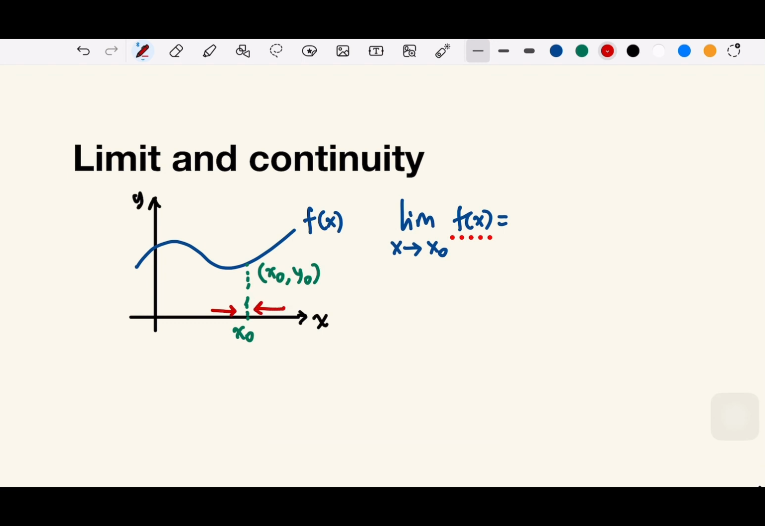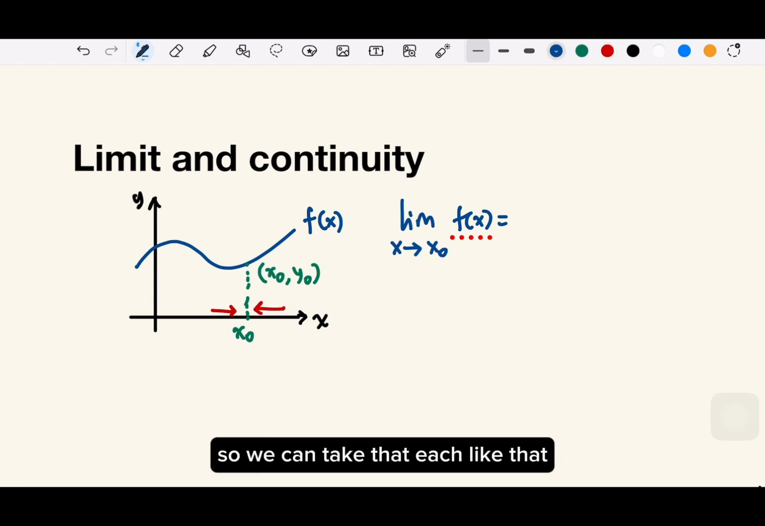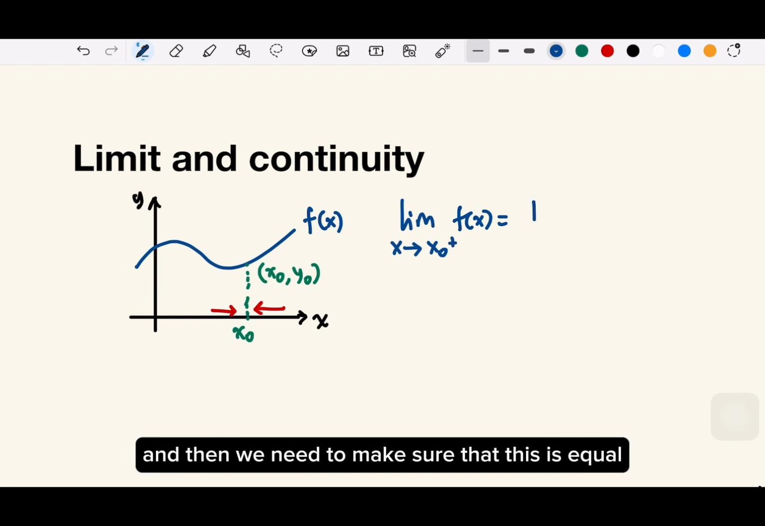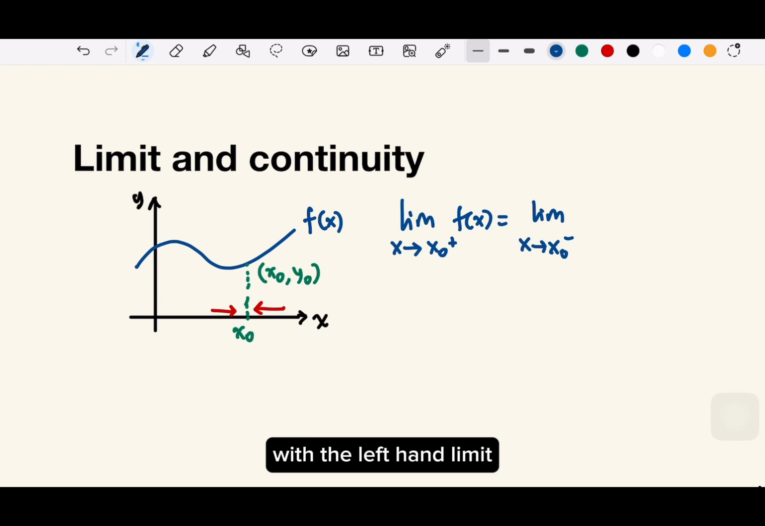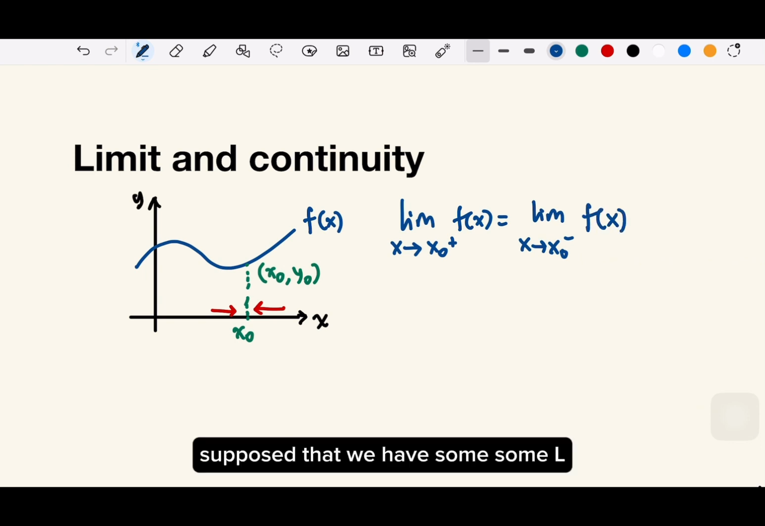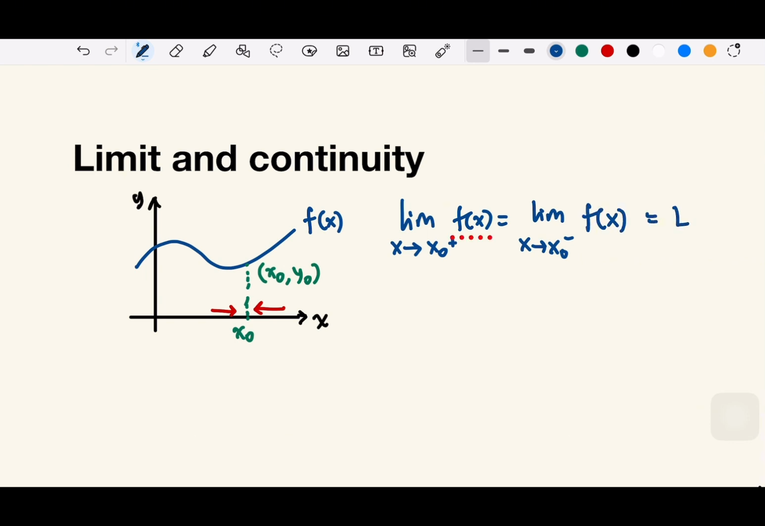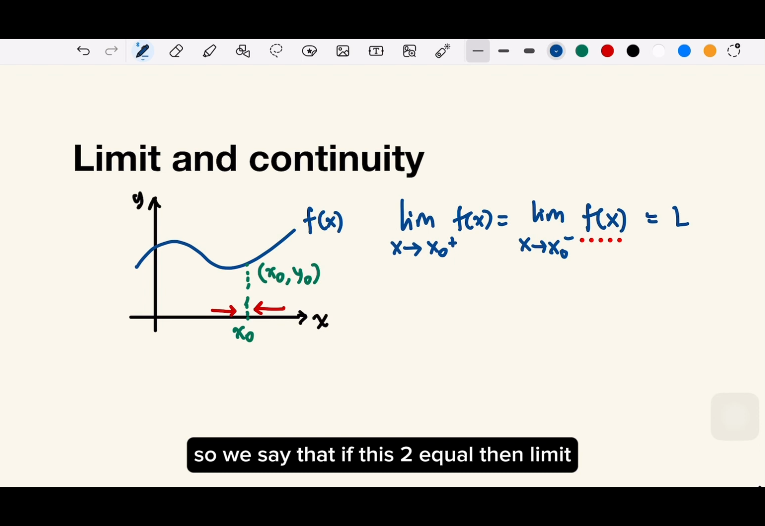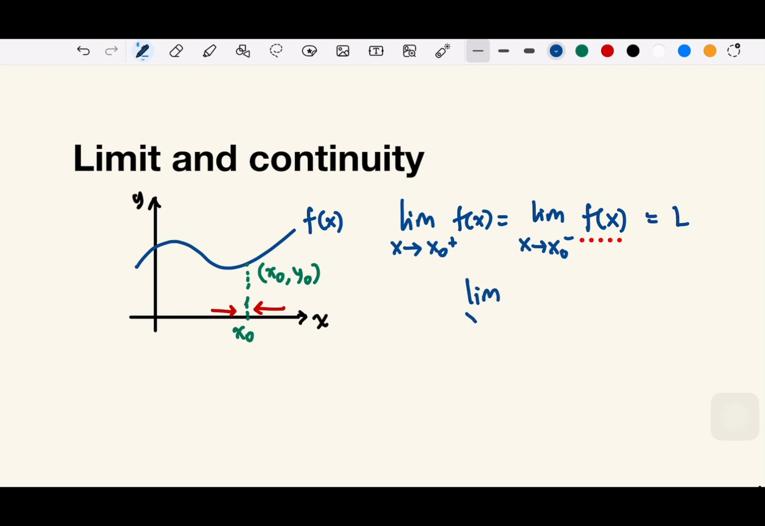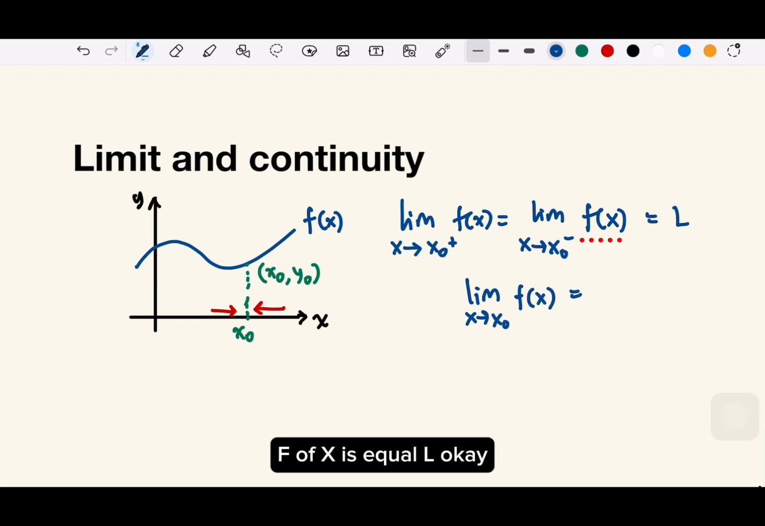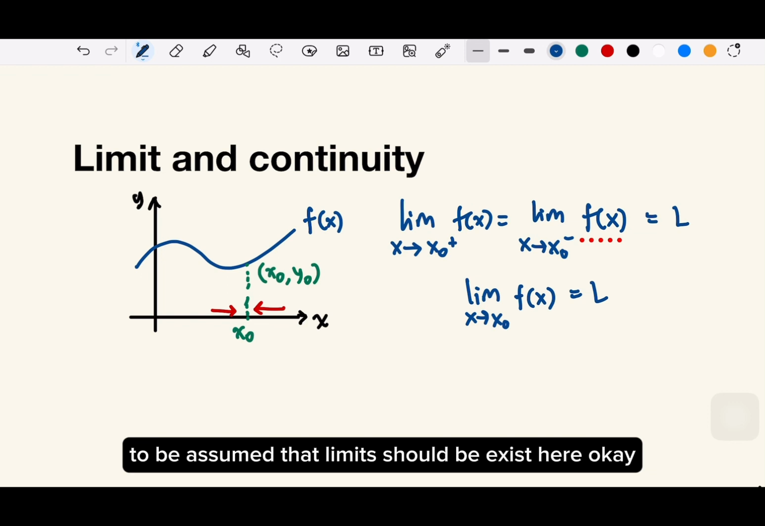So we can take each like that, and then we need to make sure that this is equal with the left hand limit. Suppose that we have some L. So we say that if these two are equal, then the limit of f of x is equal to L. And of course we need to assume that the limits should exist here.